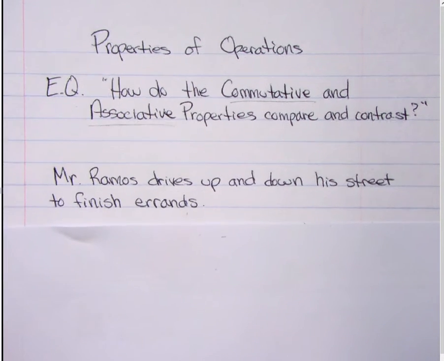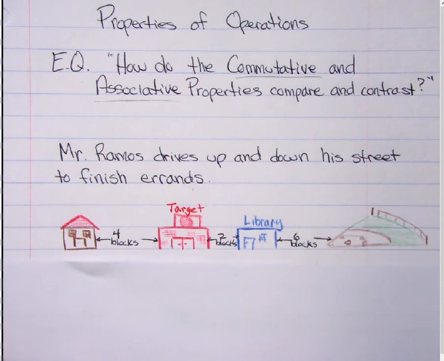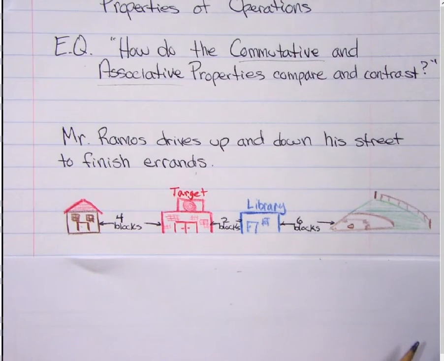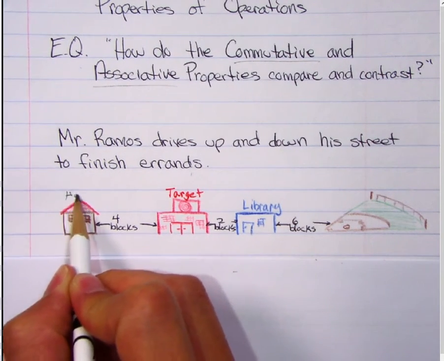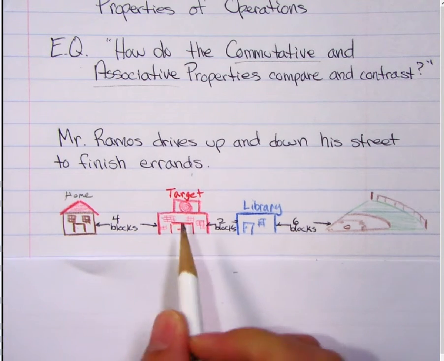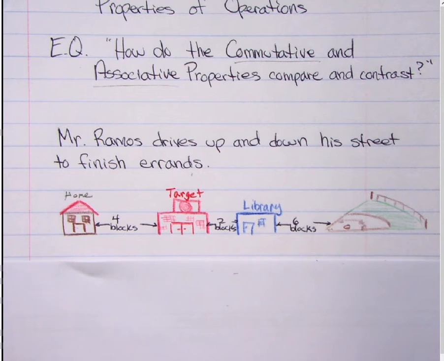So let's start with an example here. Mr. Ramos drives up and down his street to finish errands. Here are different things that I might be doing. Here's my house, my home. I go up 4 blocks, there's Target. Another 2 blocks is the library. Another 6 blocks is a baseball field.